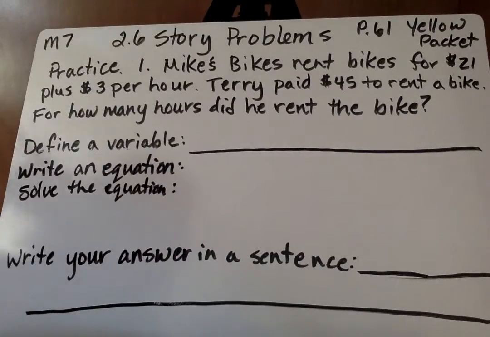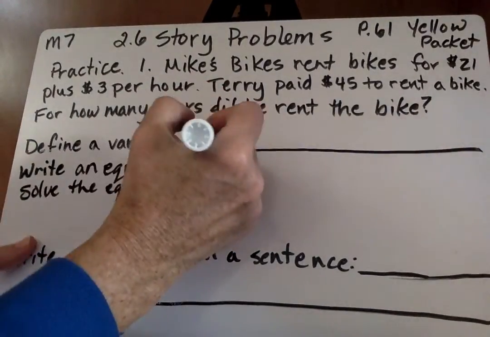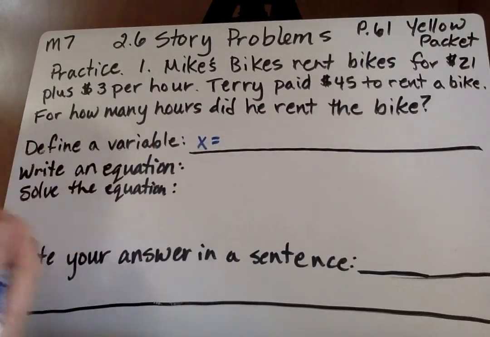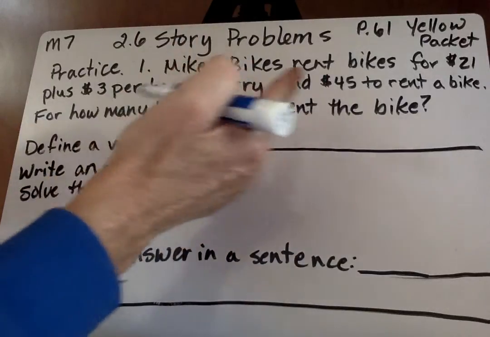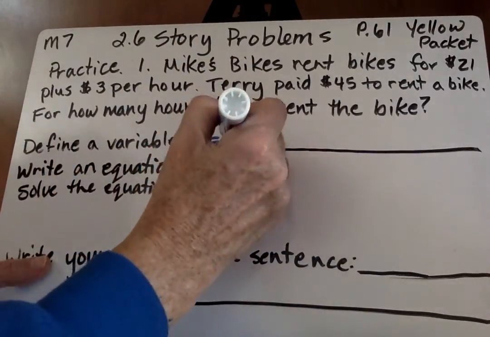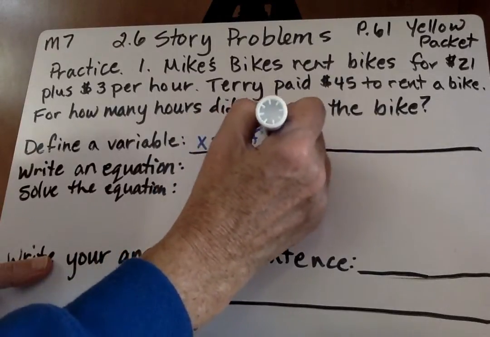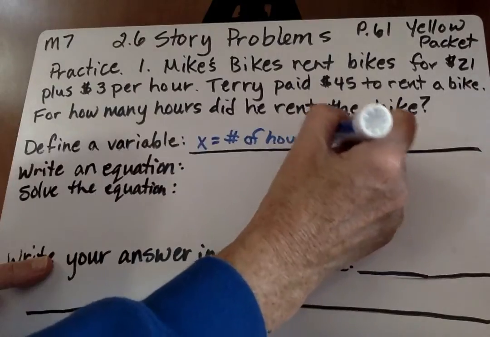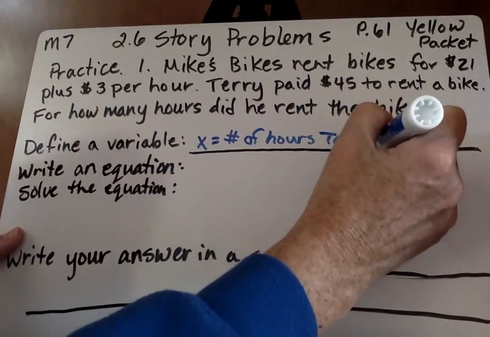So just so you know, first thing you want to do is define a variable. And in general, I like to use x. So I can say x equals what we're trying to find out in the problem. We're trying to find out how many hours Terry rented the bike. So x equals number of hours Terry rented the bike.